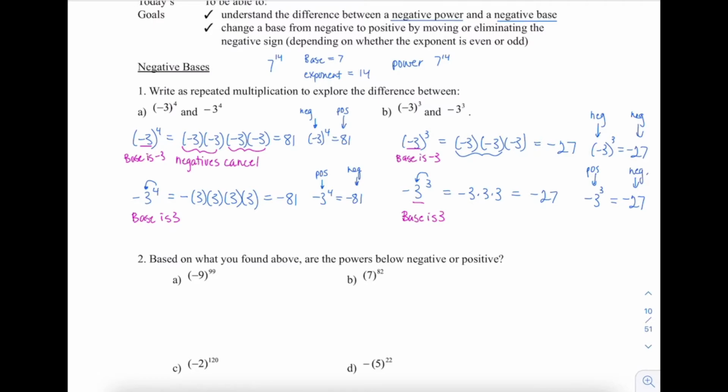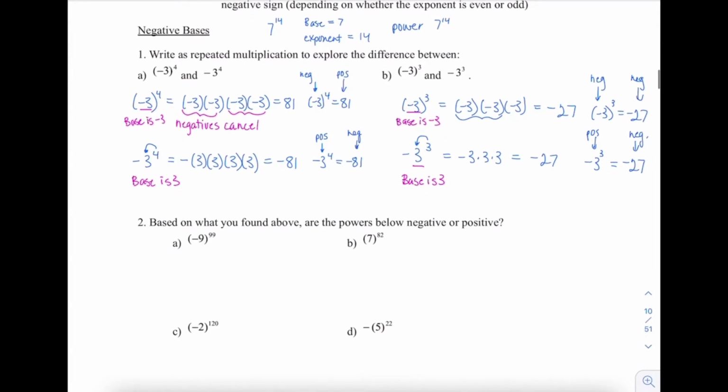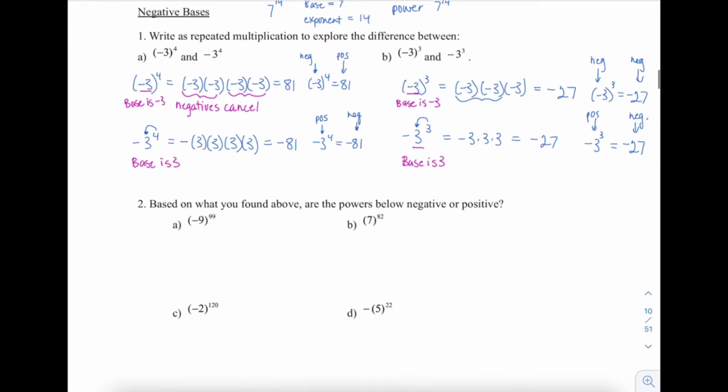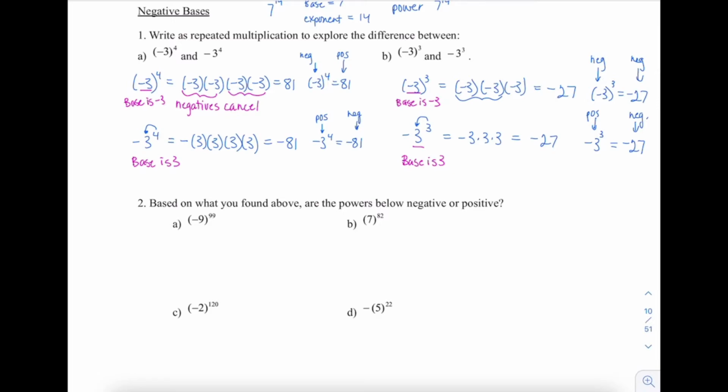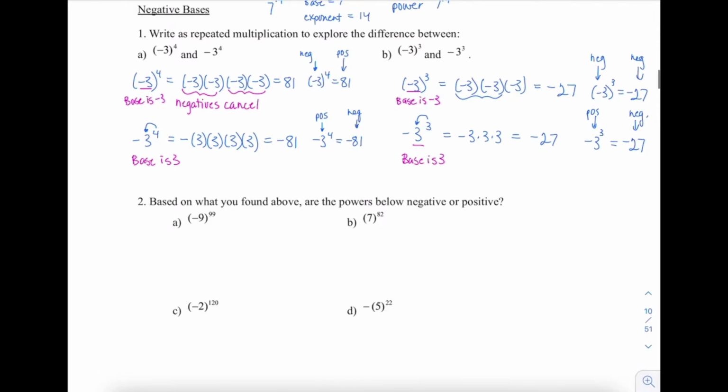So without evaluating, these numbers are small and we can write them out in repeated multiplication, but let's extend this idea to exponents that are really large. For example, if I have negative 9 in brackets, all raised to the exponent 99, my base is negative 9, and my exponent is 99, which is an odd number.